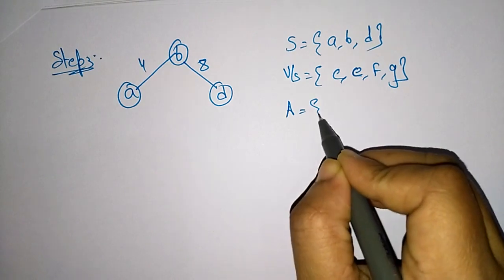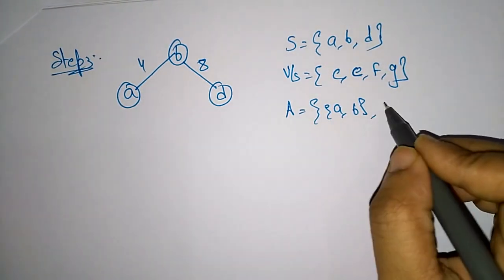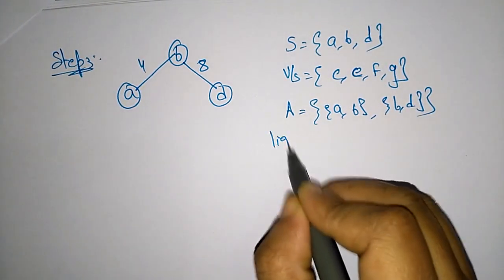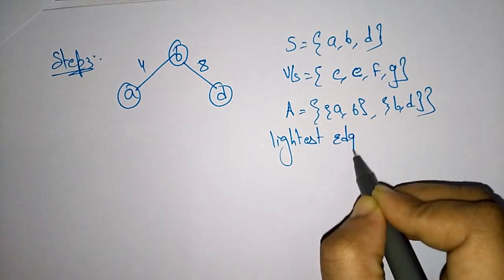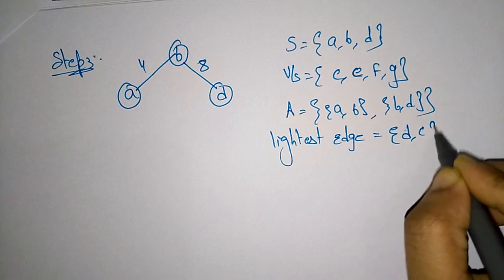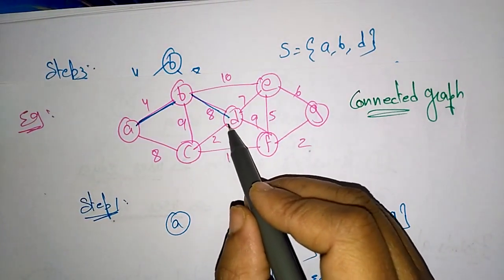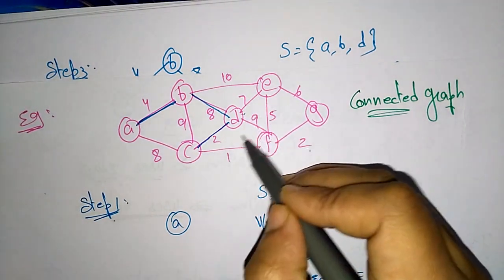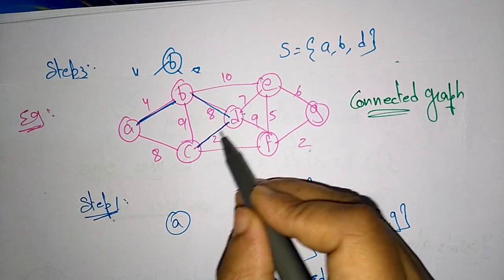Now the set contains AB, these are the 2 connected vertices, and then BD. Next, what is the lightest edge to this D? The lightest edge is DC. Why is it DC? See, DC is 2, whereas DE is 7 and DF is 9. So among these 3, the least weight is 2. So we have to connect DC.